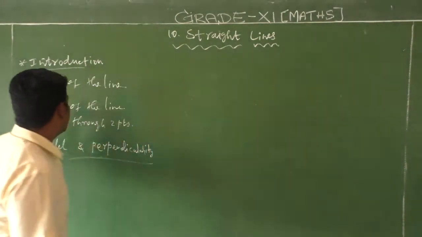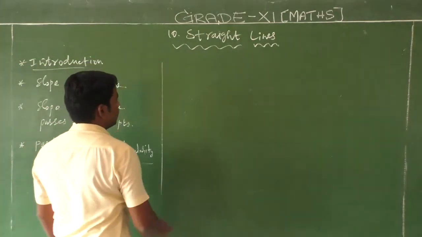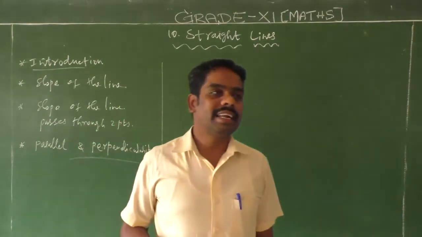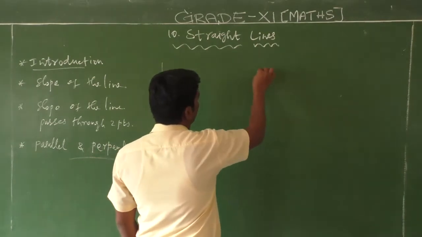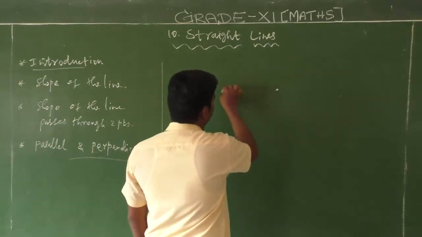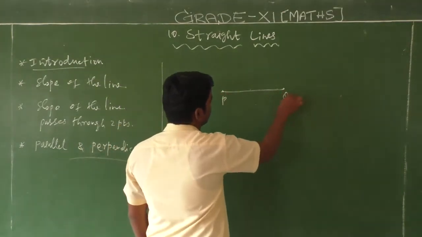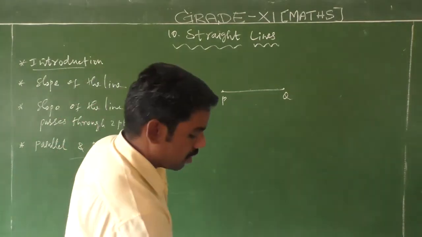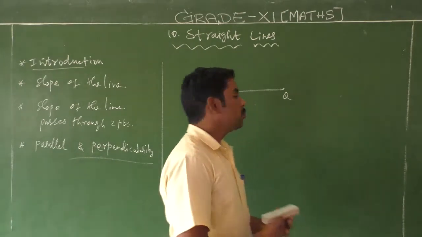Straight line introduction, first one. You already studied it in the last class. What is a straight line? A straight line passes through 2 points. This is a straight line, and 2 points P and Q. We know the distance between 2 points formula, the distance between the 2 points P and Q.